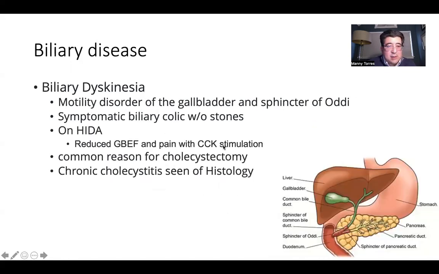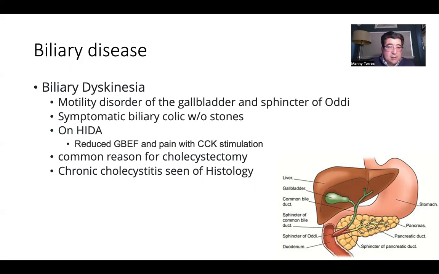Biliary dyskinesia is a motility disorder of the gallbladder and sphincter of Oddi. Patients with this condition present with biliary type pain. However, workup shows no evidence of gallstones. HIDA scan is the test used to diagnose this condition. In biliary dyskinesia, the HIDA will show reduced gallbladder ejection fraction, and the patient's biliary pain is replicated with cholecystokinin stimulation.